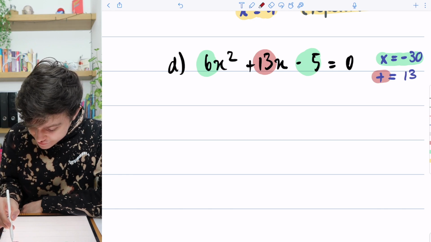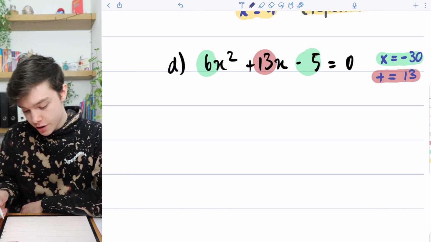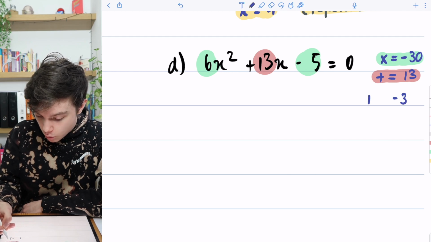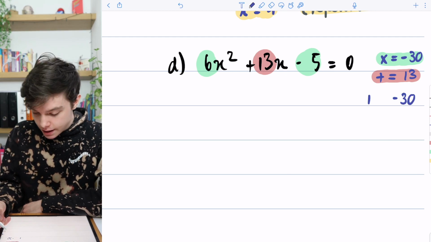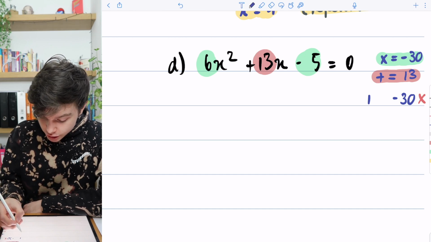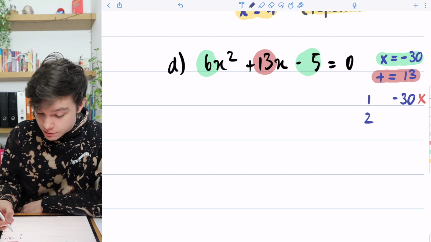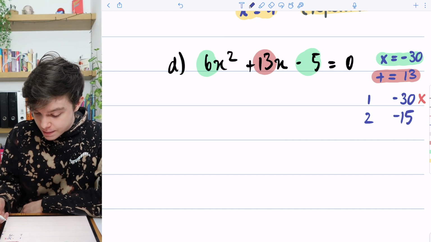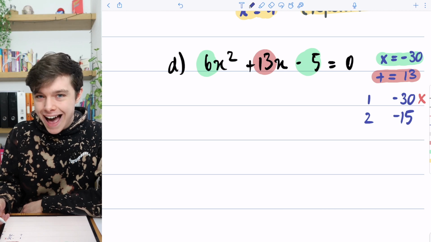So I'm going to list the factors of minus 30. Let's start with 1. 1 and minus 30. That does not work, so we'll put a cross there. Then let's have a look at 2 and, well, 2 times what gives me minus 30? That's minus 15. Now, if we think about that, that does add to give me minus 13.